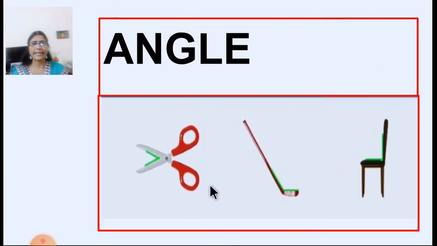Now next, angle. Also we have learnt last year. These are all the objects which we get to see in our day-to-day life, showing various angles. Here you can see an acute angle is formed, and here an obtuse angle is formed. Here a right angle is formed. This is all we have learnt last year.